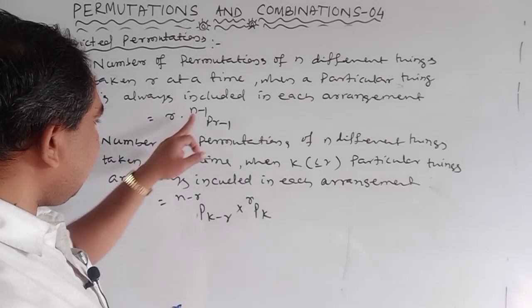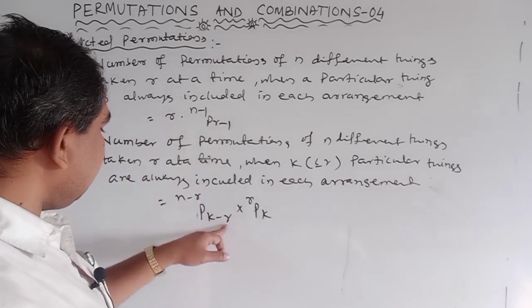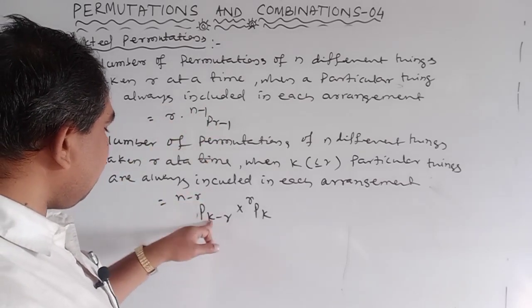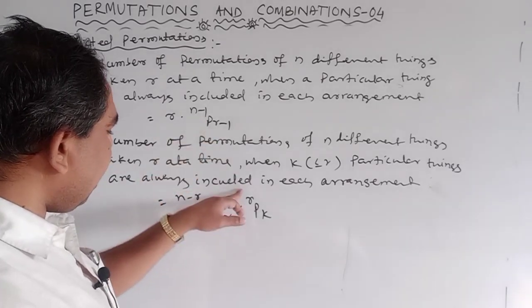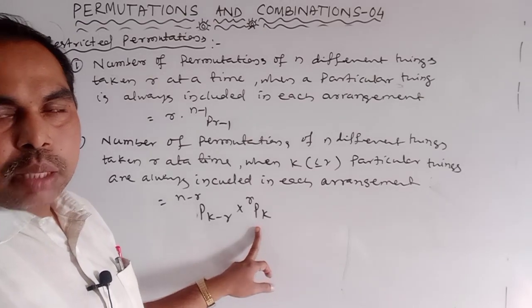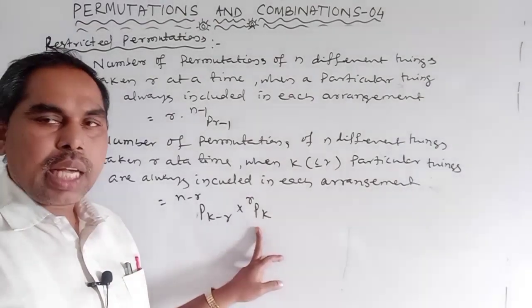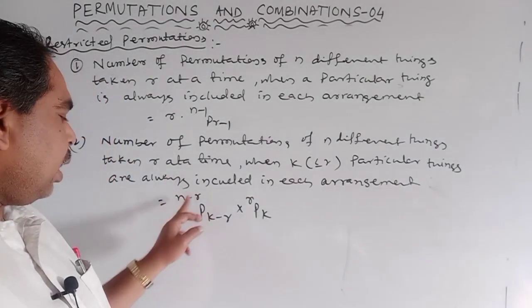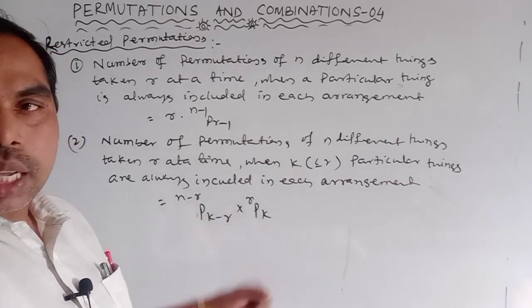Here, n minus r, with r equal to 1, so n minus 1 P k minus 1 in this case, into rP1. rP1 means r. Okay, so n minus r P k minus r into rPk.